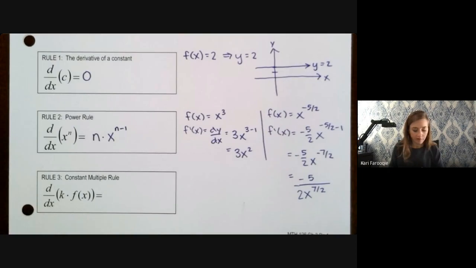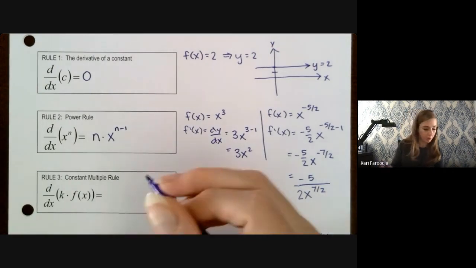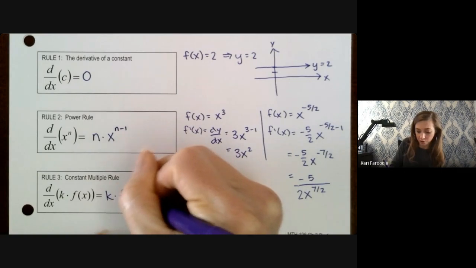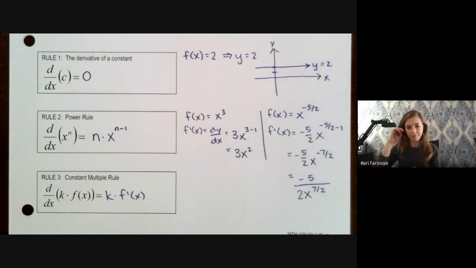The last rule we have on this page is the constant multiple rule. This is just saying that if we're taking the derivative of a function that's being multiplied by a constant number, we can just take its derivative and multiply that by the same constant. So this would just be whatever k is times f prime. So no big deal there.